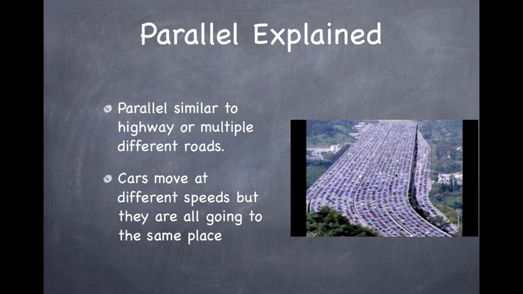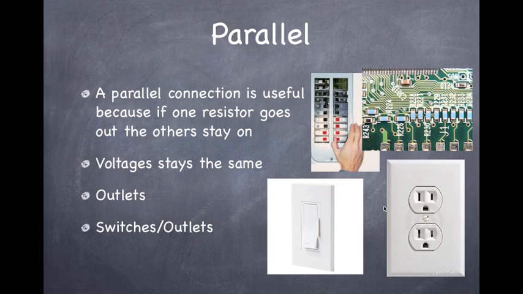If an accident happens in this lane, it's not going to affect too much the electrons or the cars that are in this lane because they can continue to go along their path. Same thing is true with parallel. If you have a break in one part of the circuit, it doesn't break the other part of the circuit. So a parallel is particularly useful because the voltage stays the same. It is useful because if one resistor goes out, the others stay on.